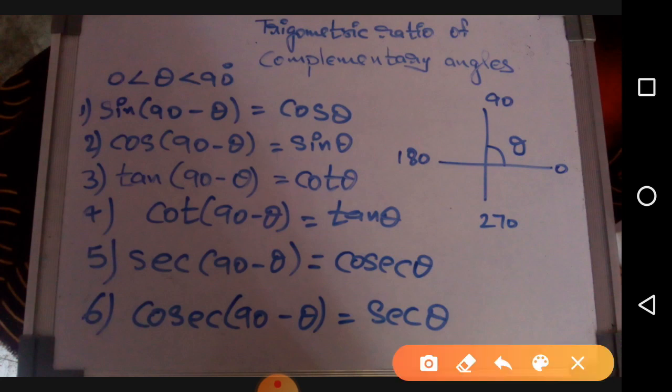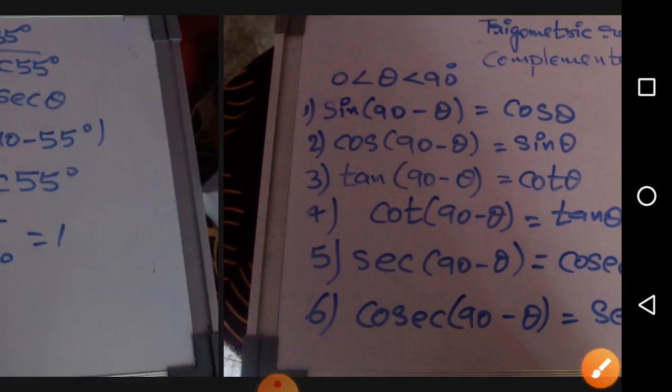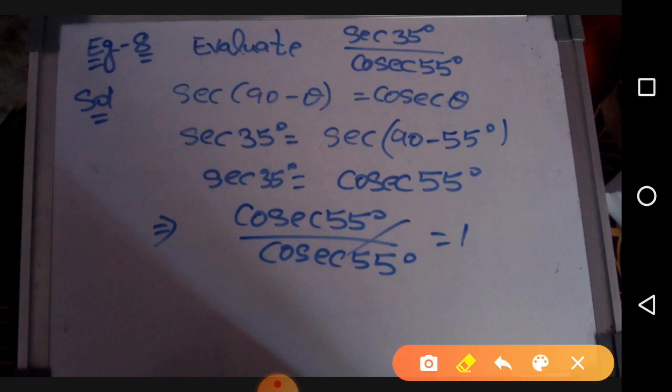Let me tell you once again. Whenever you find sine 90 minus theta, it is cos theta. It is not about the inverse, like sine being the inverse of cosecant. No, this is a related one. You can remember it in this way. Let's get on to the examples, then you'll understand it clearly.